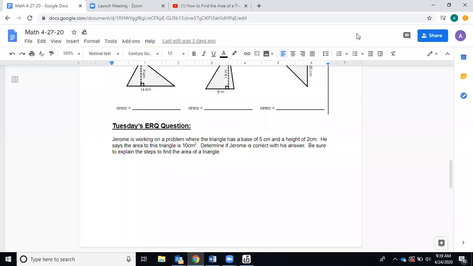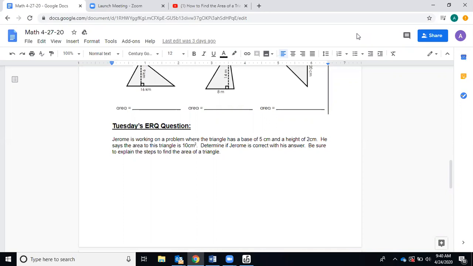Hello, fifth grade. Today we're going to do Tuesday's ERQ question. Jerome is working on a problem where the triangle has a base of 5 centimeters and a height of 2 centimeters. He says the area of the triangle is 10 centimeters squared. Determine if Jerome is correct with his answer. Be sure to explain the steps to find the area of a triangle.